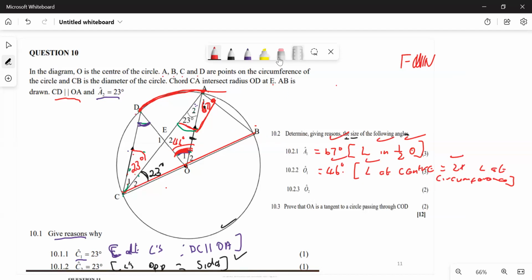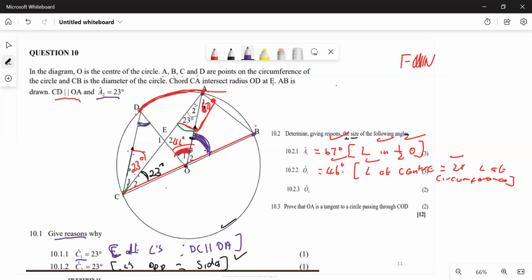Okay, they're asking us the last one. What is going to be O2? This one here. What is going to be O2? Now, if they want angles at the center, then usually just check who's creating O2. Check who's creating O2. So you go from O again. Where do you end? And then if you go from here, where do you end? B.